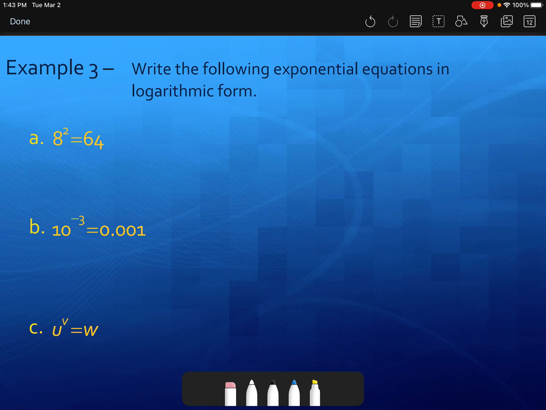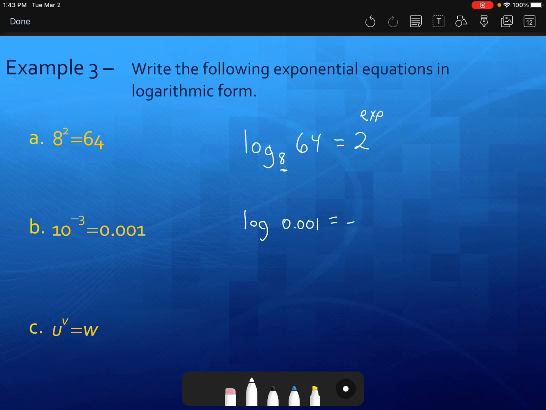Now, let's write the exponentials into logarithmic form. Well, our base is 8. Therefore, the base of our log is going to be 8. So we have log base 8 of 64 is 2. Remember, the answer to a logarithm is always an exponent. This is always the exponent. Always, always, always. And this is always the base of our exponential. So this would be log base 10, but we don't have to put 10 there.